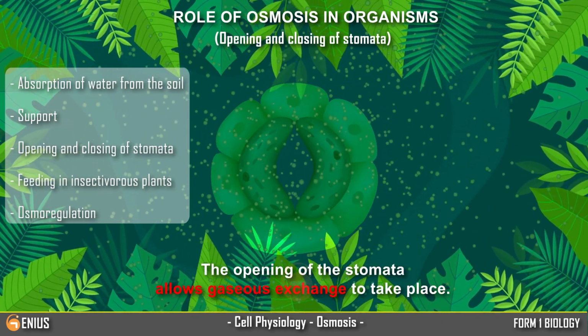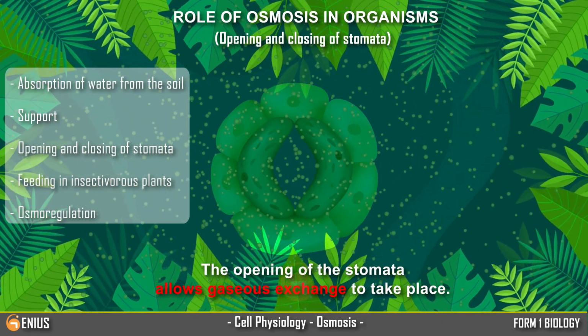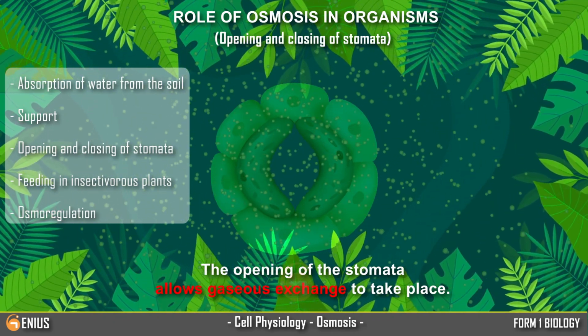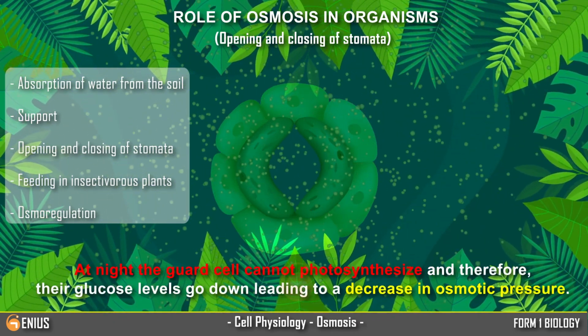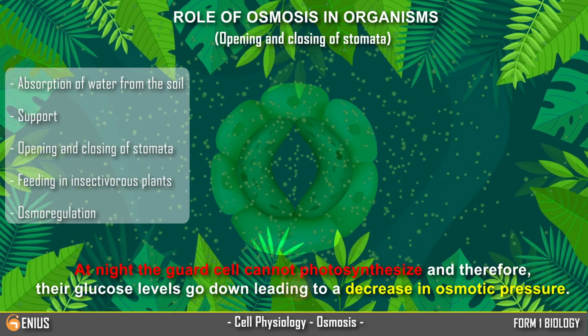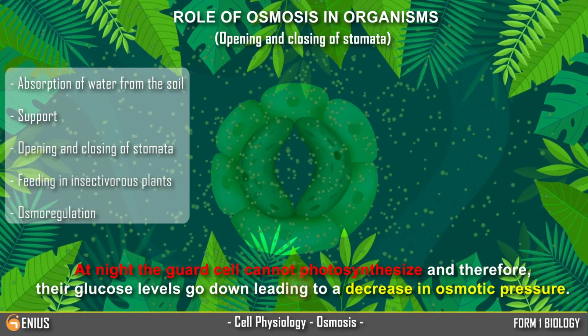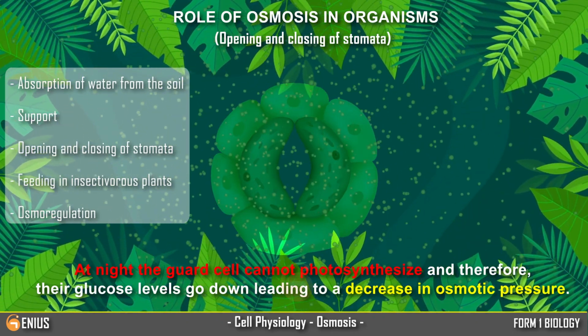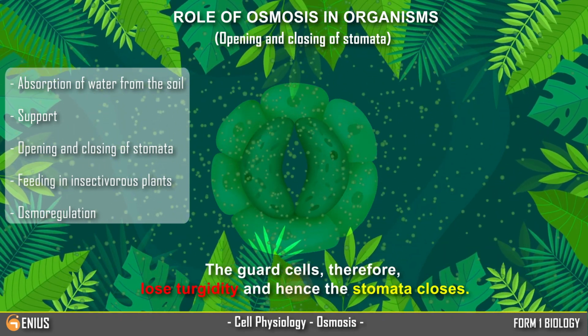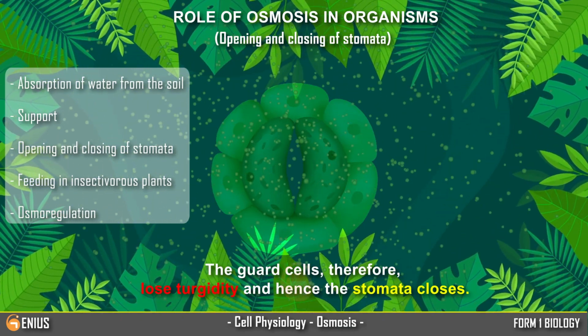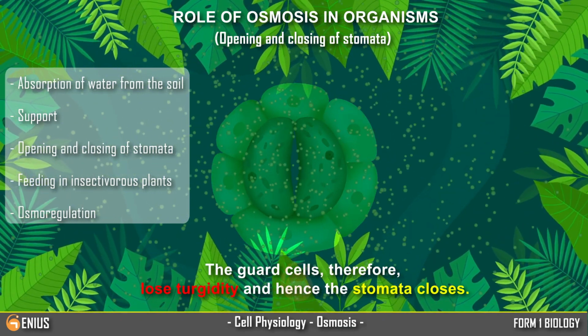The opening of the stomata allows gaseous exchange to take place. At night the guard cells cannot photosynthesize and therefore their glucose levels go down, leading to a decrease in osmotic pressure. The guard cells, therefore, lose turgidity and hence the stomata close.